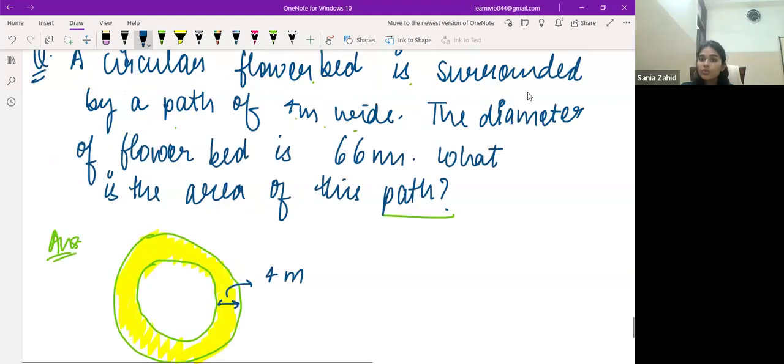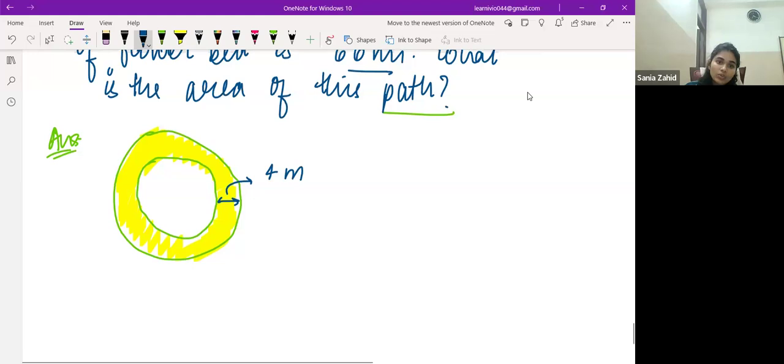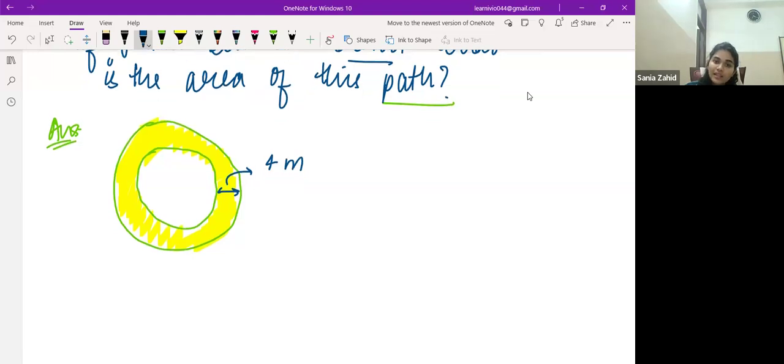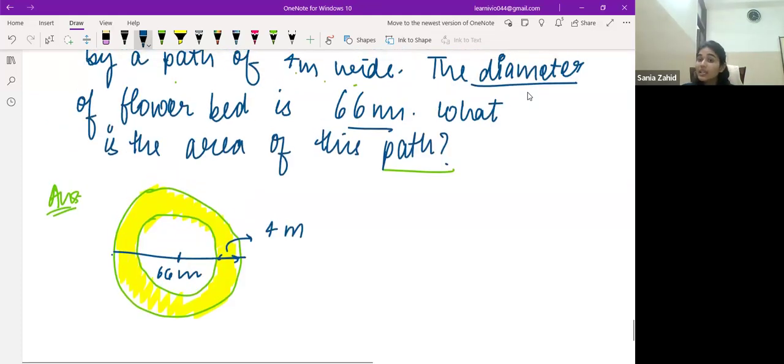And now what is given to you? The diameter of the flower bed is 66 meter. So I know diameter is all of this length. So all of this length is 66 meter. So now you have to find the area of this path. So how do you find the area of this path? Can somebody tell me?